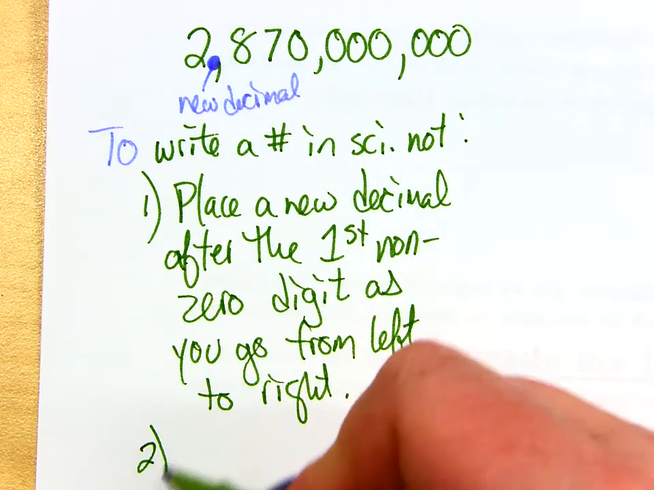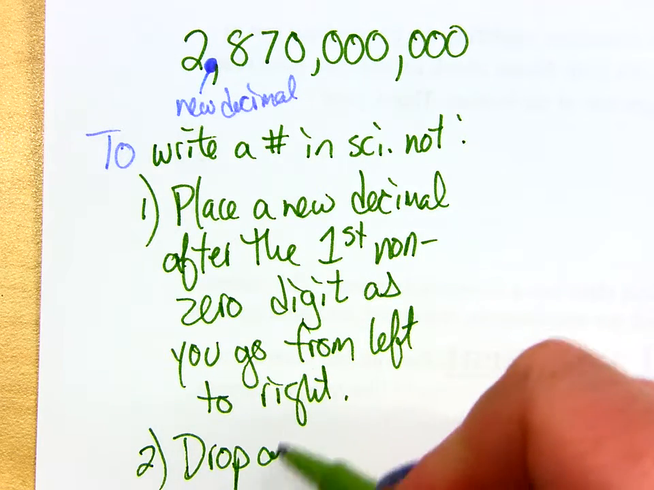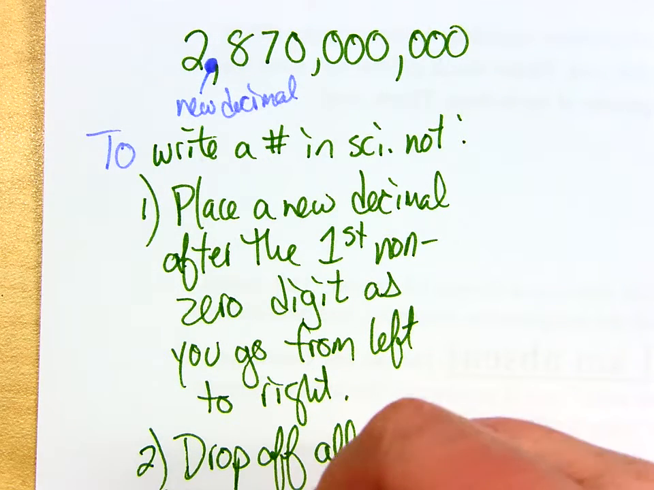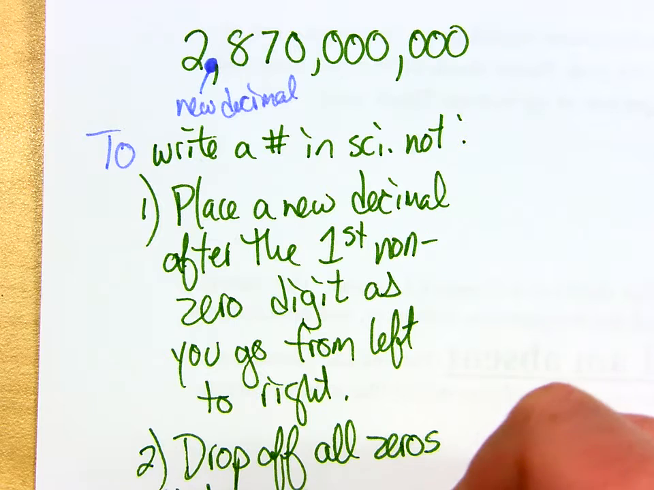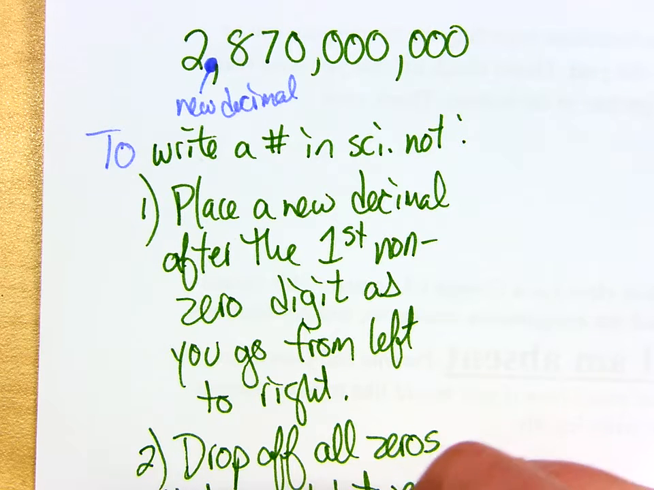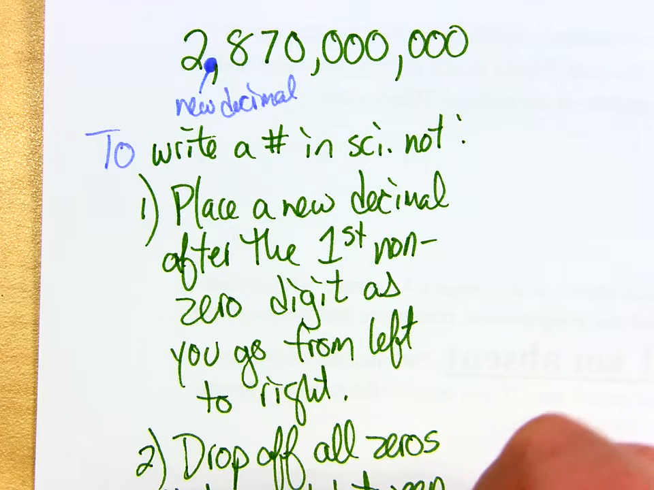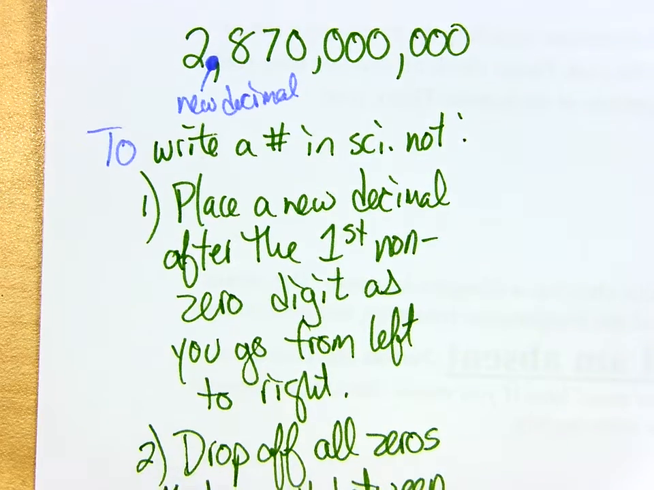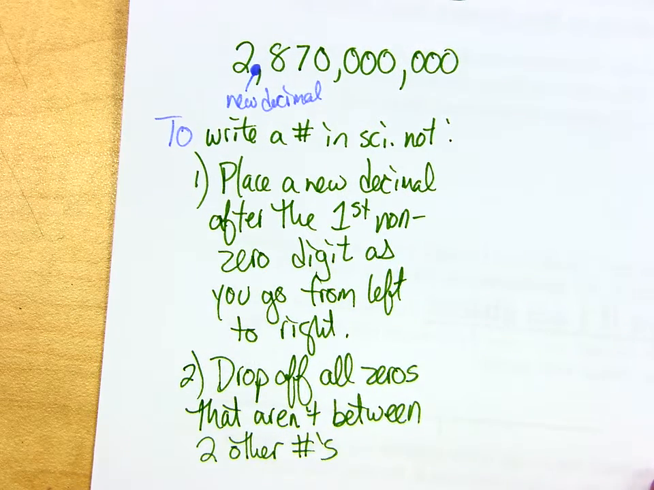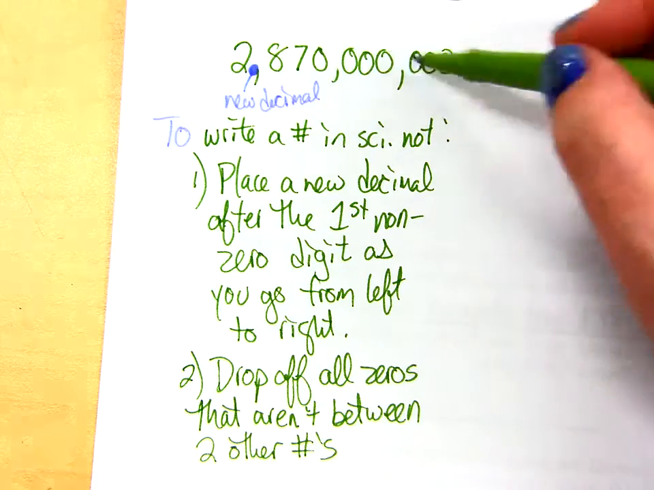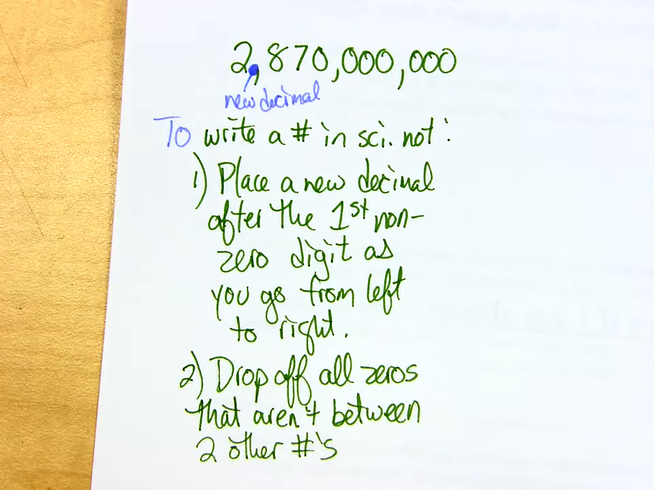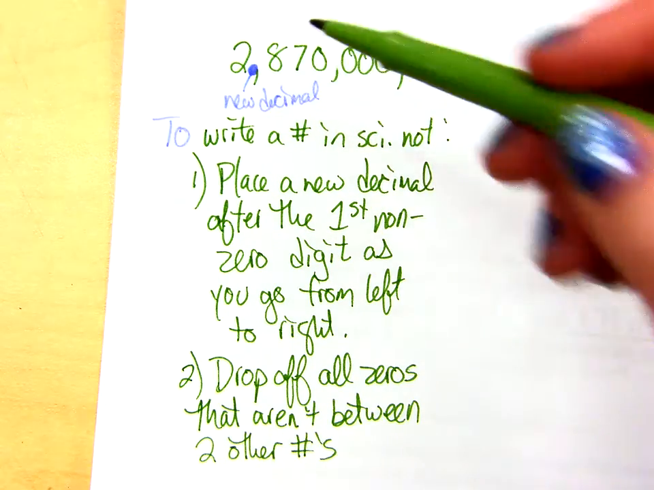Okay, your second step, you're going to drop off all zeros that aren't between two other numbers. I'll give you an example of a zero that you would want to keep in a minute. So I'm going to drop off all these zeros at the end. I don't need them anymore. The number that you're left with, in my case, will be 2.87.